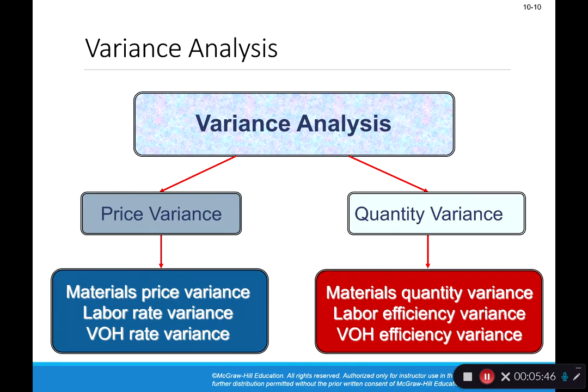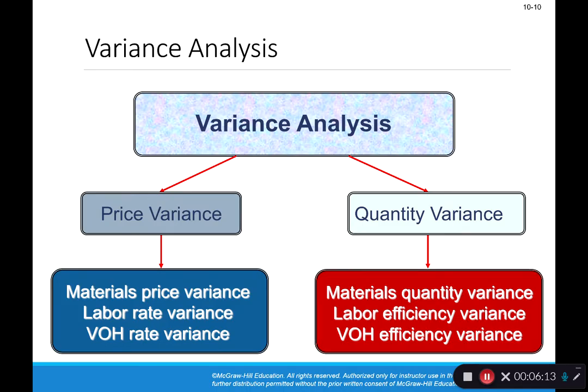In our variance analysis, when we break up that flexible budget or spending variance into price and quantity components, we're going to have a materials price variance and a materials quantity variance. For labor, instead of a price, we call it a rate variance, and the same for variable overhead. It's calculated the same way as a price variance. It's just another word that means the same thing.